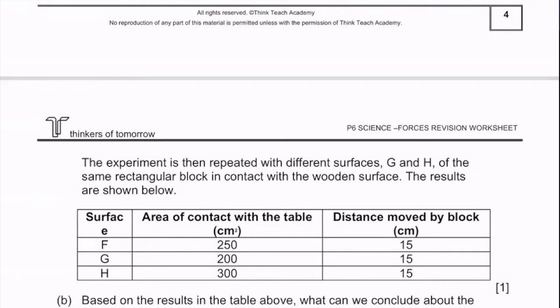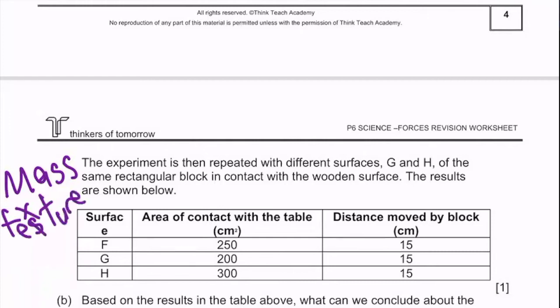Again, if I ask you, tell me what affects friction. We all know the first one is definitely mass. There's going to be mass affecting friction. And what is the second one? Can someone tell me? Texture. Yes, thank you. Texture. Whether it's a smooth surface or a rough surface, there will be texture. And we all know the area of contact with the table doesn't affect friction.